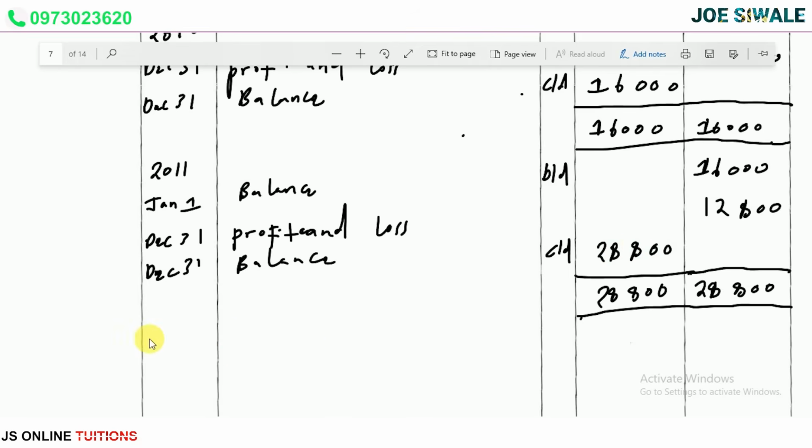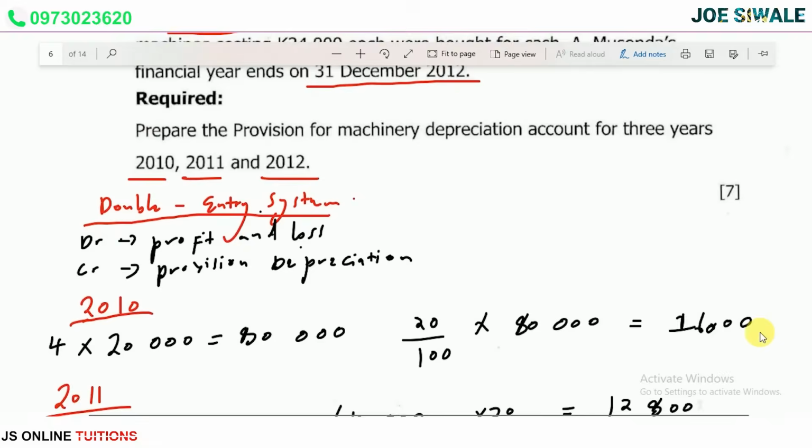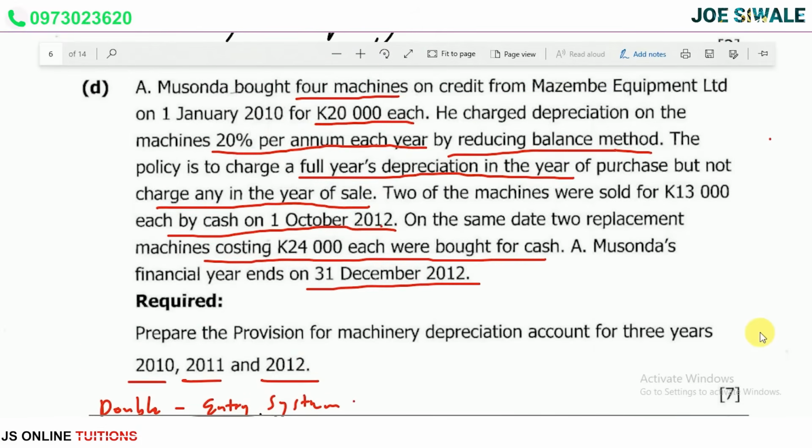Then our balance brought down is going to be written in the following year, which is 2012. So we can say 1st January there. So we have 1st January. Then we can put our balance brought down as 28,800 on the credit side. So in the year 2012, that's where some interesting things happened.